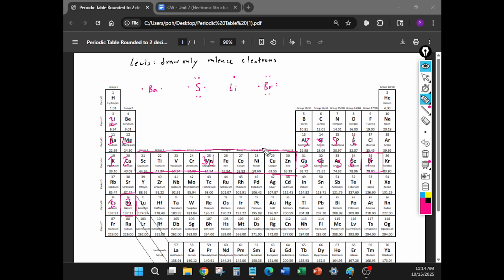So just keep that in mind. Things like bromine, iodine, xenon, those are probably the 3 most common ones you'll see. Those ones you skip the D subshell when you're drawing the valence electrons for the Lewis structure. Okay.